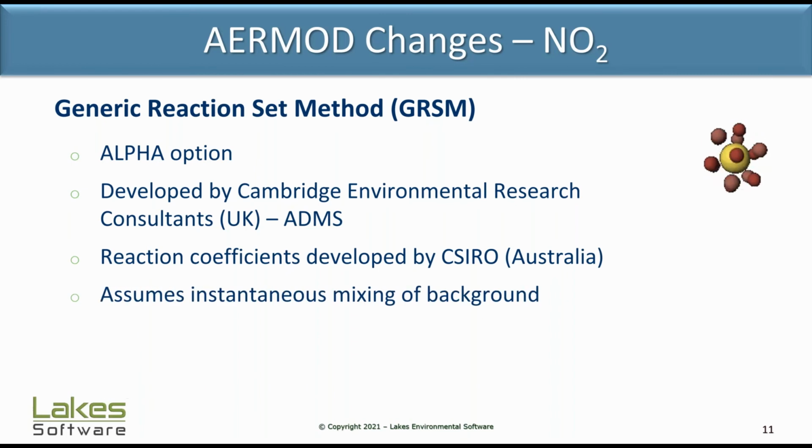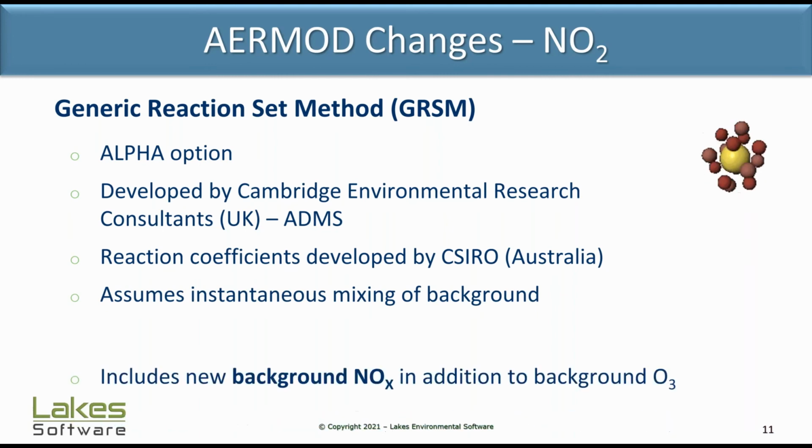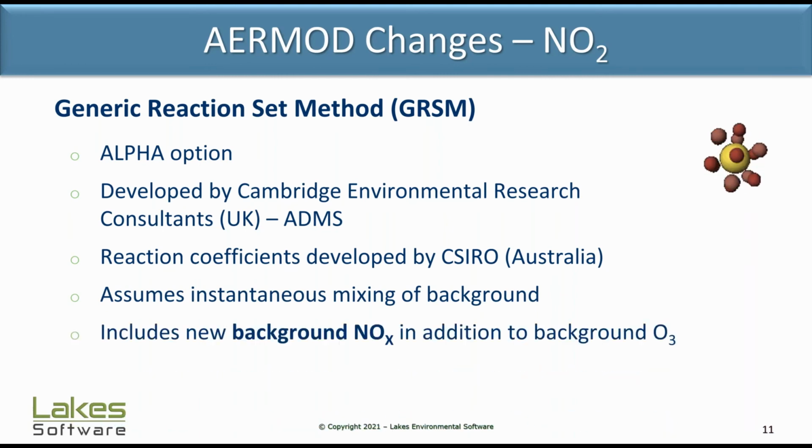So what GRSM does is assumes instantaneous mixing of the background and also supplies an avenue in AERMOD for the inclusion of background NOx in addition to the required background ozone concentrations that we are already familiar with through the Tier 3 methods as well as TTRM. So you'll supply 2 levels of background to go with the NO2 calculations. Then using that data, the reactions are modeled out to calculate the NO2 concentrations.